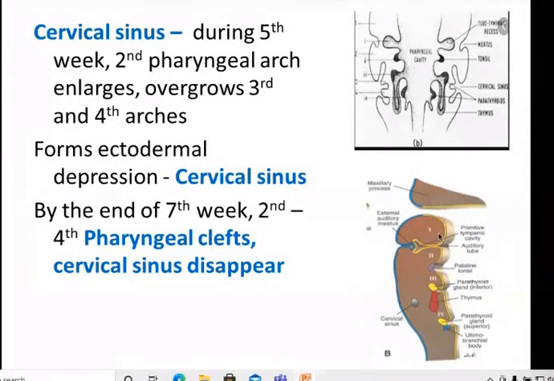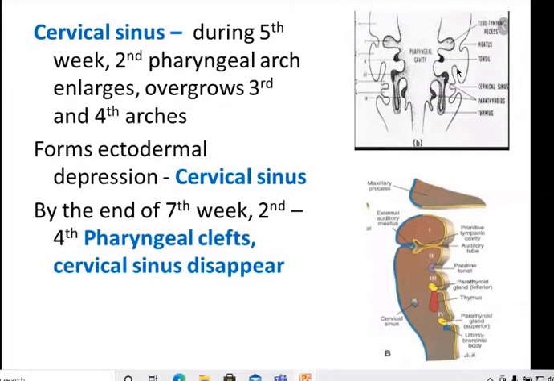So here you can see, this is the first pharyngeal arch, this is second, this is third, this is fourth, and this is the 5th. Right? So during the 5th week, what happens? The second pharyngeal arch enlarges. Here you can see, this is the first arch, and this is the second. The second arch starts to enlarge, and it even overgrows the third and the fourth arches.